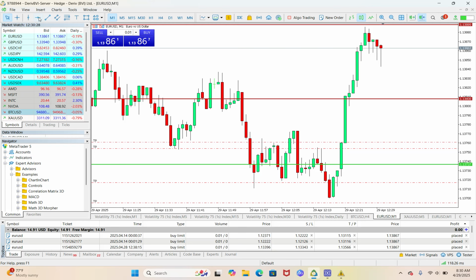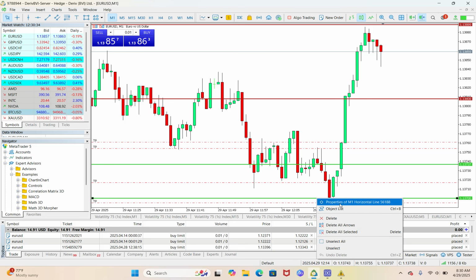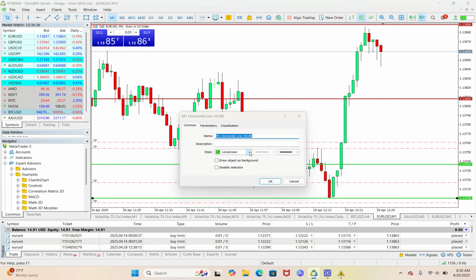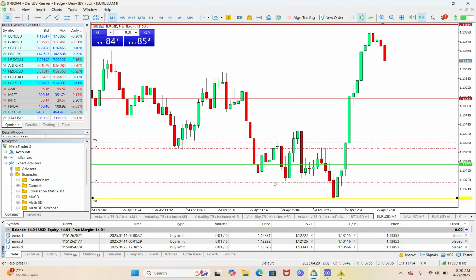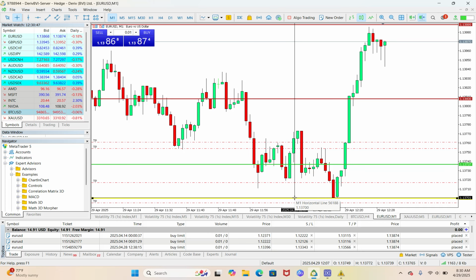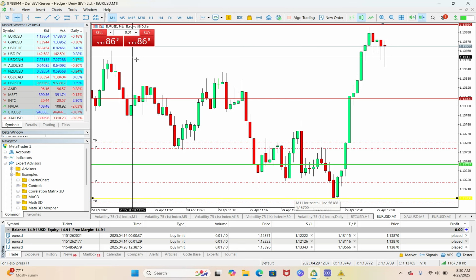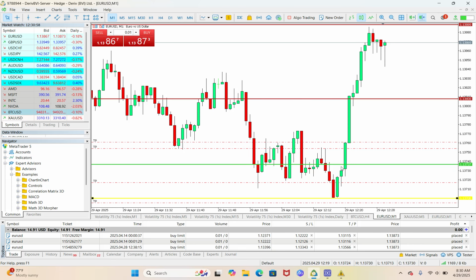So I'm gonna draw a line on this price point right here. Color the line to show you what's going on, to explain to you how the market works. So we're gonna use a yellow line. So the price point where the market came is 1.13700. Okay, 1.13700. So watch what's going on now.